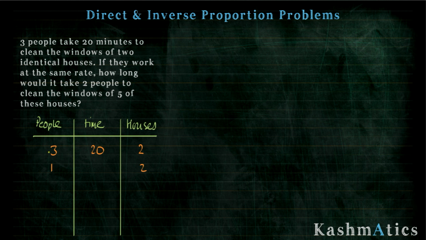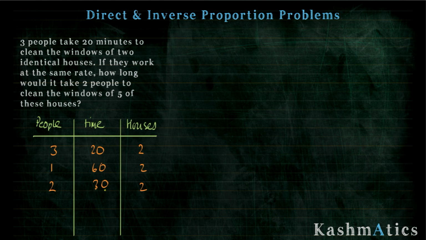So I've got 1/3 of the number of people cleaning the same number of houses. Okay, so if I've got 1/3 of the number of people, it would take 3 times longer, so that's 60 minutes. But we don't have 1 person, we've actually got 2 people. So 2 people would take half that time to do the same job. Okay, so 2 people would take half that time, which is 30 minutes.